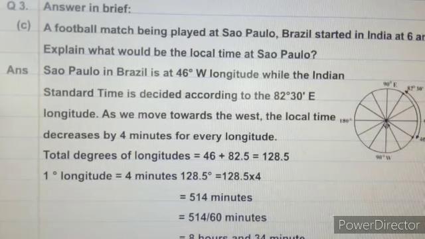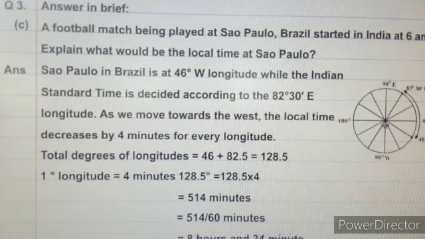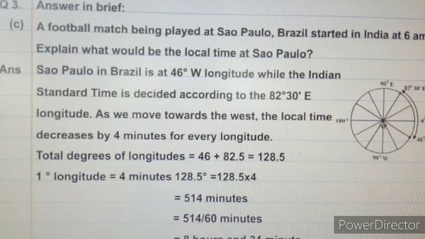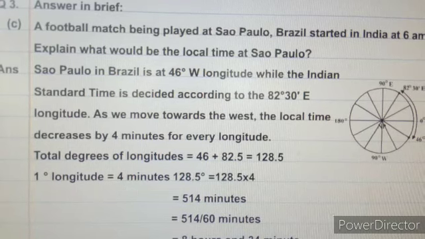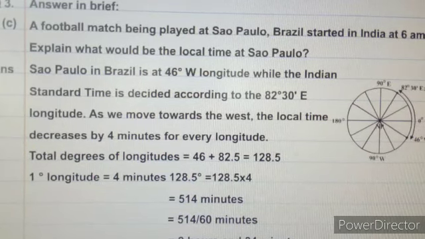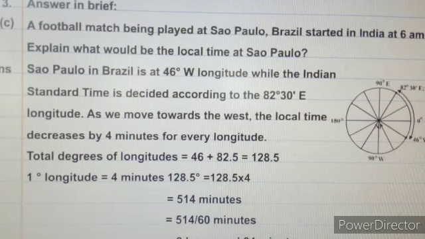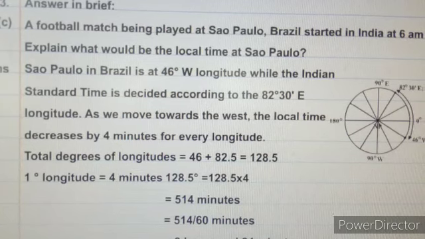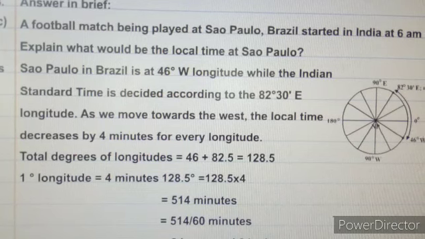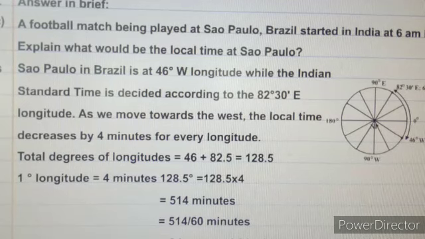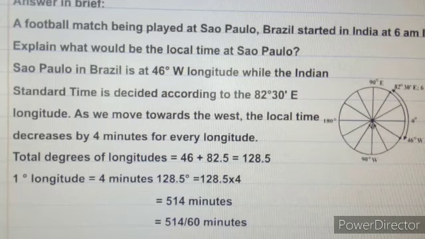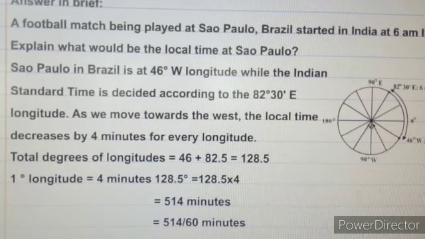Total degrees of longitudes is equal to 46 plus 82.5, is equal to 128.5. 1 degree longitude is equal to 4 minutes. 128.5 degree is equal to 128.5 into 4. Answer: 514 minutes, which is 514 minutes divided by 60 minutes, and the answer is 8 hours and 34 minutes.